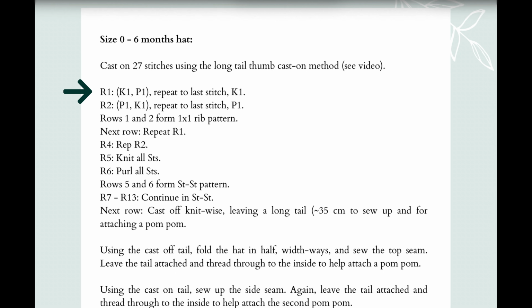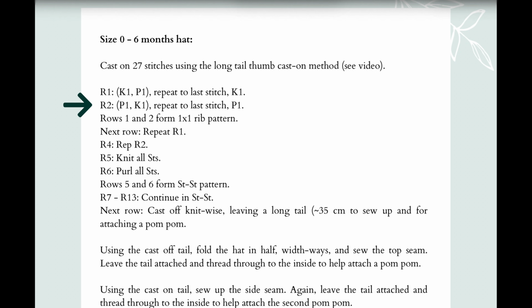row 1, we've got curvy brackets here with K1, P1. So that means that the curvy brackets are being used to replicate what is the repeat. So what you will do is all the way along that row, you will knit one, then purl one, then knit one, then purl one, until you get to one stitch left, the last stitch, and you will knit that one.